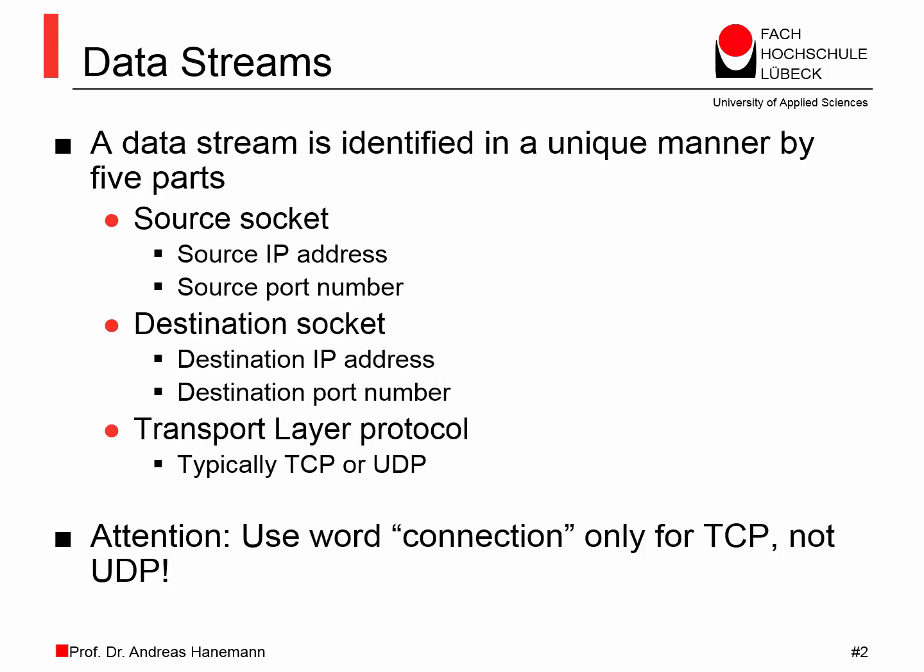To summarize the contents of the previous slide, a data stream on the transport layer is identified by 5 parts. The source socket consisting of source IP address and source port number, the destination socket consisting of destination IP address and destination port number, and the used transport layer protocol. Please note that the word connection for a data stream is only appropriate for TCP. UDP is not connection oriented, so that there are no UDP connections.